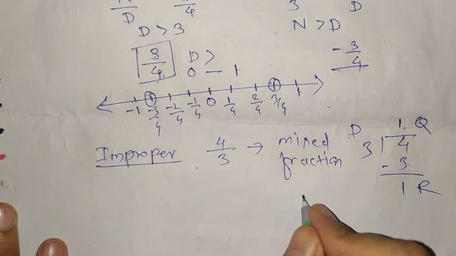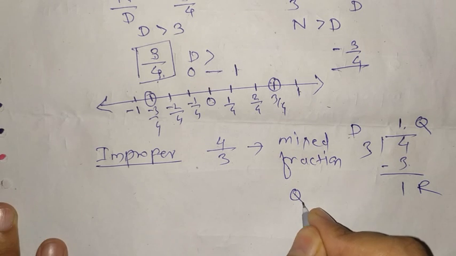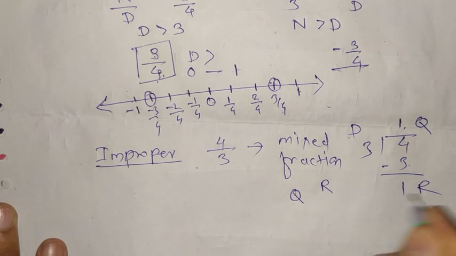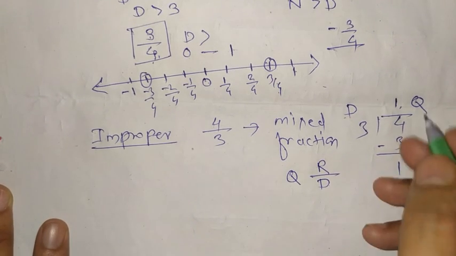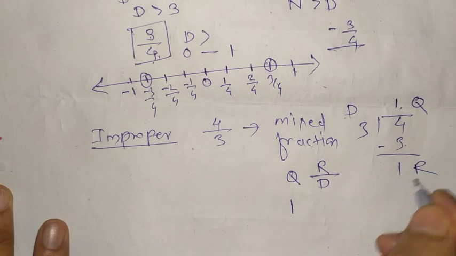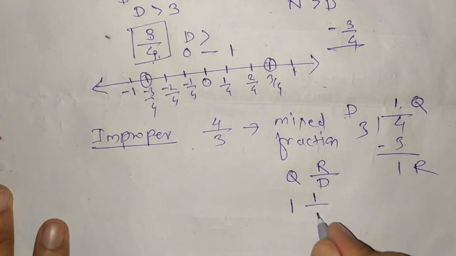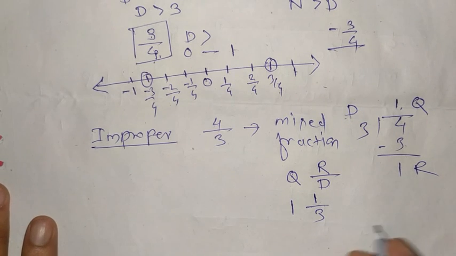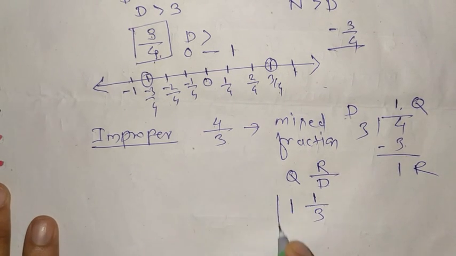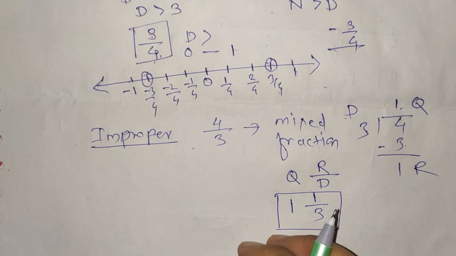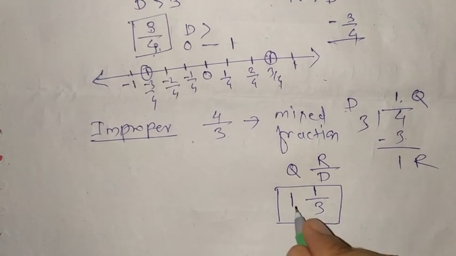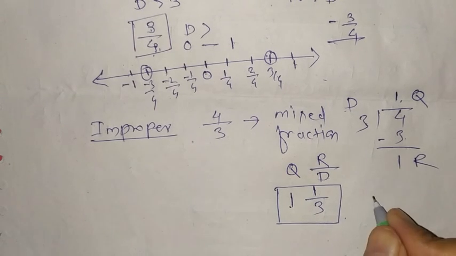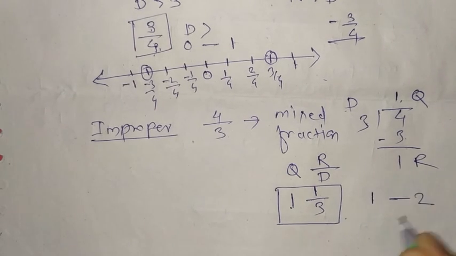So your formula here becomes quotient, remainder over D, where D is the divisor, and here D stands for denominator also. So quotient is 1, remainder is 1, divisor is nothing but 3. So here this is your mixed fraction. So your mixed fraction is 1 1/3. Now you know it is greater than 1 but less than 2. So it is present in between 1 and 2.